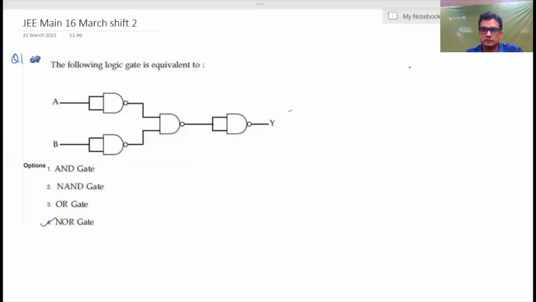So now we'll see some questions of shift 1, 6 March, shift 2. So in this first question it is given that it is a NOT gate.